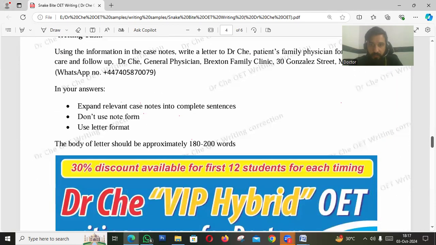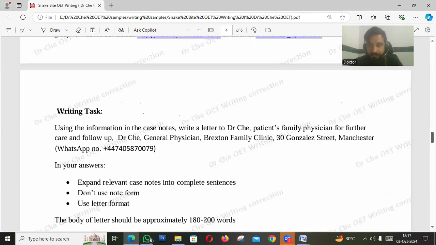Okay, so we were discussing this letter. My way of teaching is I prefer individual one-to-one teaching. So this is different from other tutors. After reading this letter, what comes to your mind? Number one, this is a discharge letter. Number two, you are sending this patient back to the patient's family physician. Number three, anyone can tell me what else?